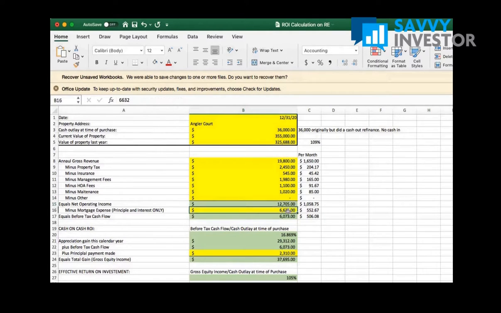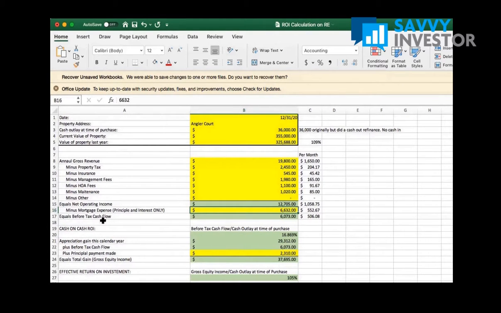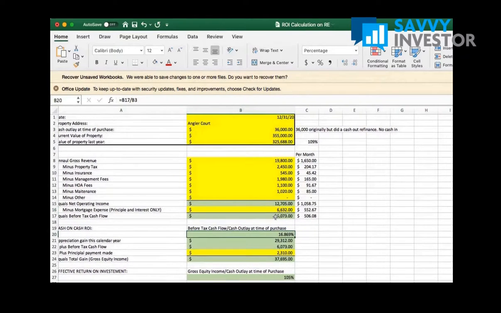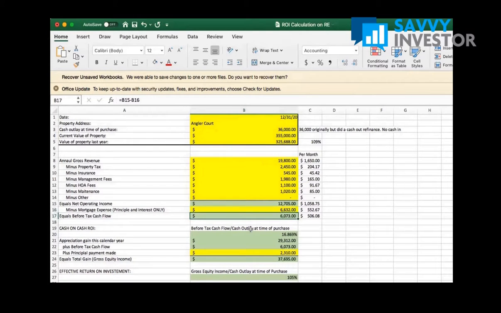Now, notice here, I put in the minus mortgage expenses. This is principal and interest only. I've subtracted out any money being held for the escrow account, and $6,632, which gives me a before tax cash flow of $6,073. If I take that $6,073 divided by the $36,000 down, my cash on cash return on this investment is 16.869%. Still a very respectable return on investment.